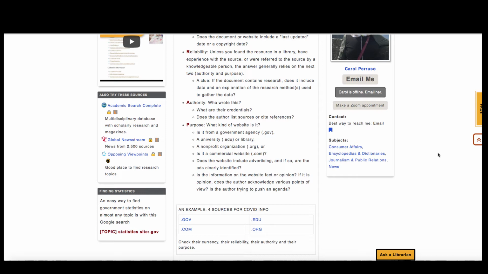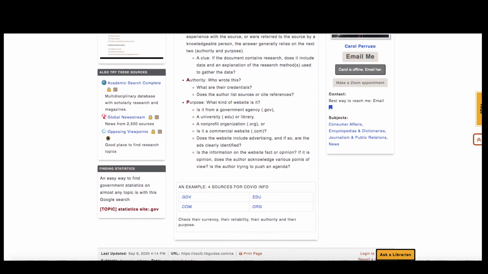Purpose. This is an important one. What kind of website is it? Is it from a government agency, in other words, .gov? From a university, .edu? A nonprofit organization, .org? Is it a commercial website, .com?